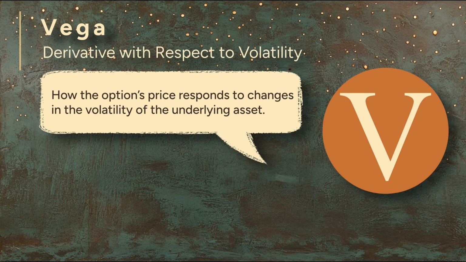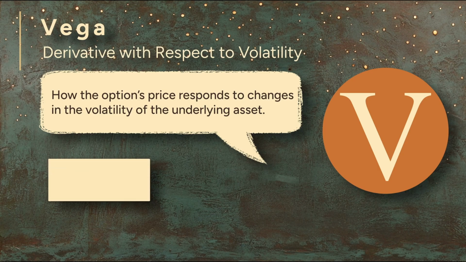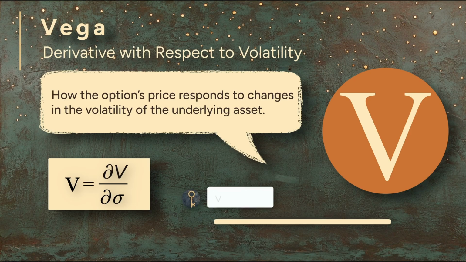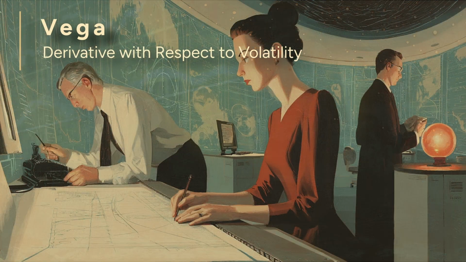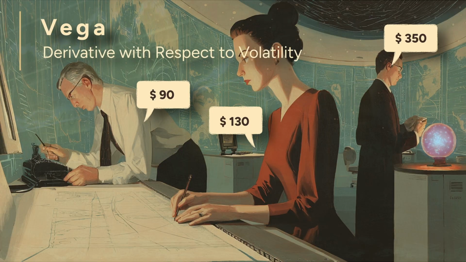Vega measures how much the value of an option changes when the volatility of the underlying asset changes. In calculus terms, Vega is the partial derivative of the option's value V with respect to volatility sigma. Here's the tricky part. Volatility is not something you can look up. It's an unobservable. You have to estimate it. And different traders will estimate it differently, which is one reason they often disagree on what an option is worth.